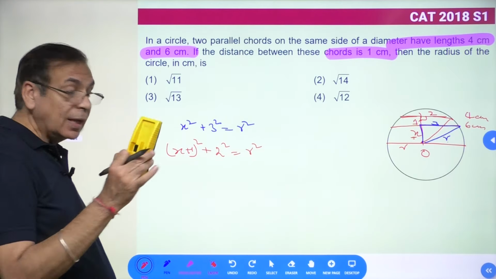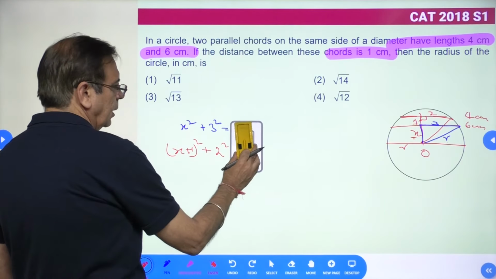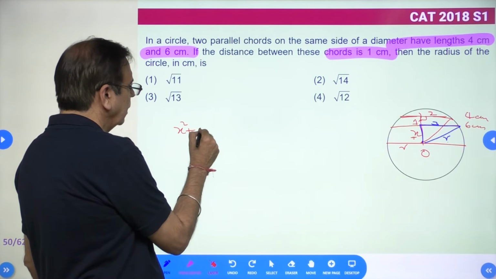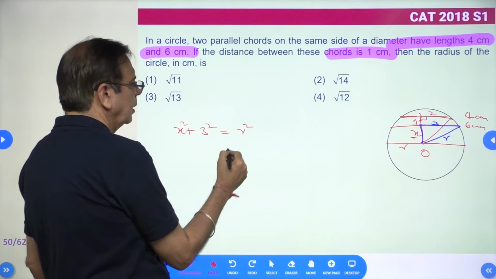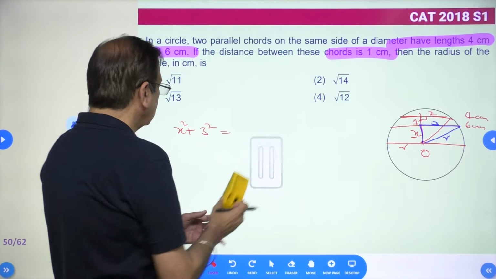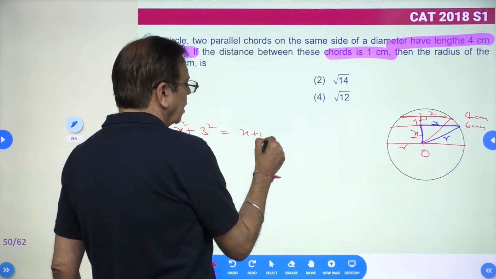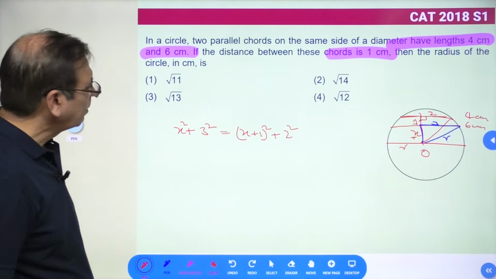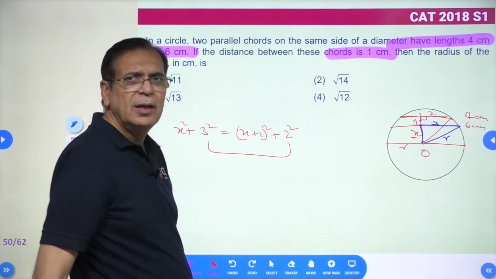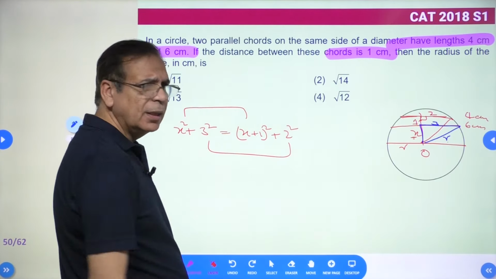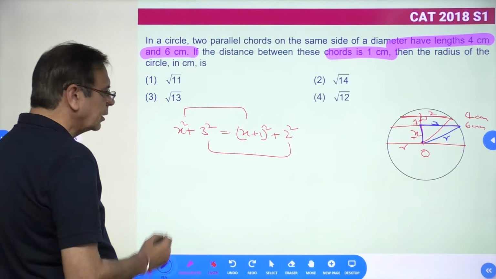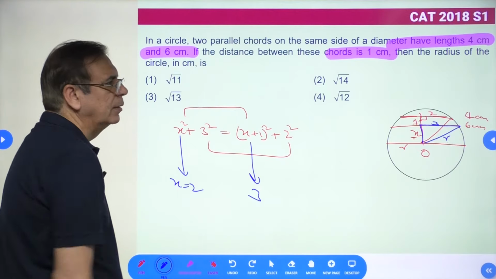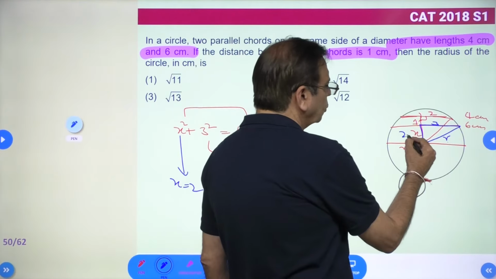But let's not solve; let's look at the numbers again. Okay, let's look at this. So what do we get out here? We get x square plus 3 square is equal to r square. And similarly, we got x plus 1 square plus 2 square. Isn't it? Now tell me one thing, what is the difference between 2 and 3? 1. What does that mean? This implies x has to be equal to 2 and x plus 1 has to be equal to 3. So x has to be equal to 2.